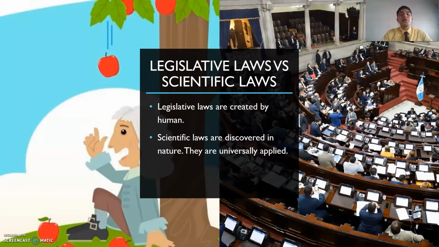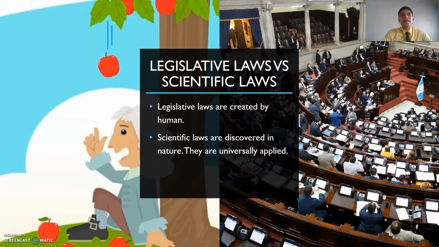Alright, so let's just jump into our topic. And first we're going to start by comparing legislative laws versus scientific laws. So legislative laws are created by humans. Some of our laws are found in our constitution, for example. There are things that you are not allowed to do inside our country because they are prohibited, right? And of course, they are created in order to keep peace in a more organized location or place.